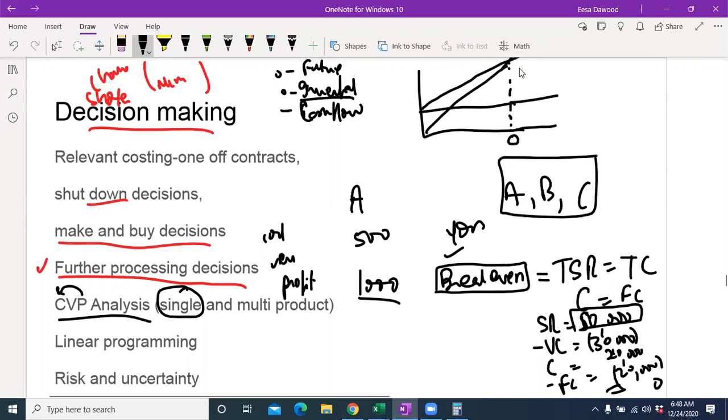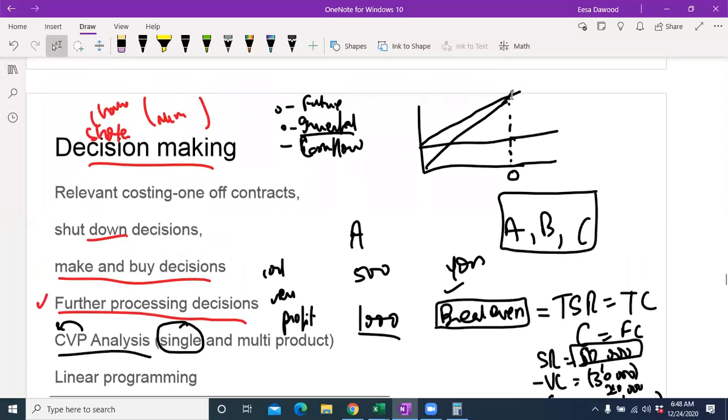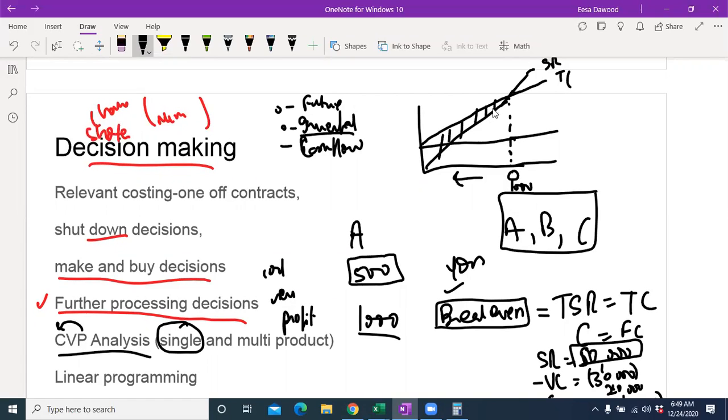Because at this point, as you can see from the graph, this is the sales revenue line and this is the total cost line. At break even, I'm at neither a profit nor a loss. And before break even, for example, at 1,000 units I'm at break even. Before break even, if I'm selling 500 units, definitely my revenue is less and my cost is more. So definitely I'm at a loss at this point.